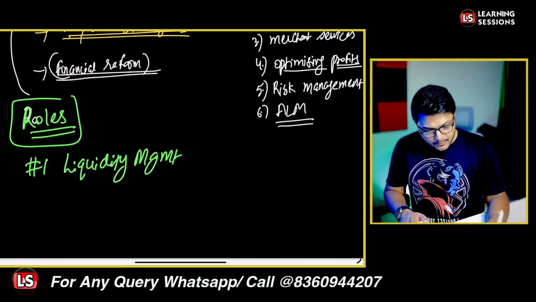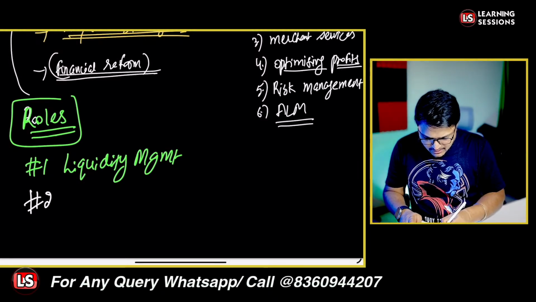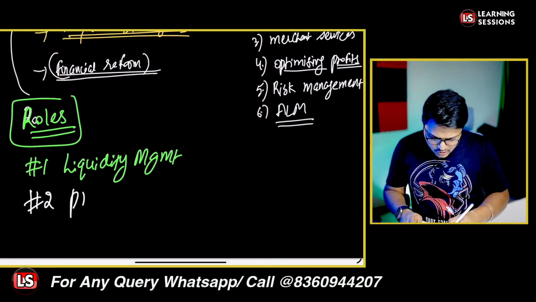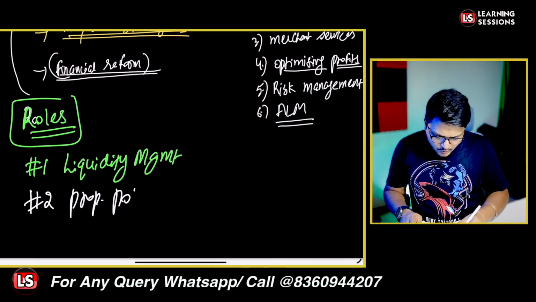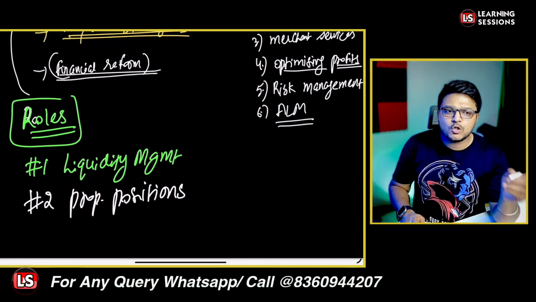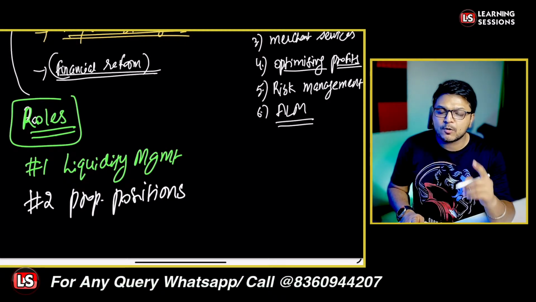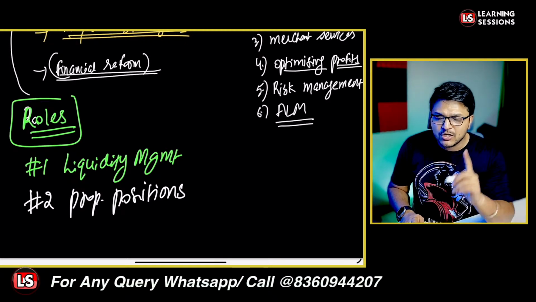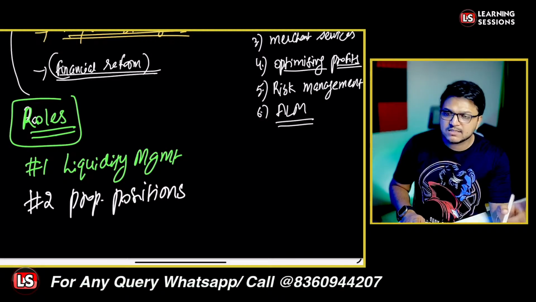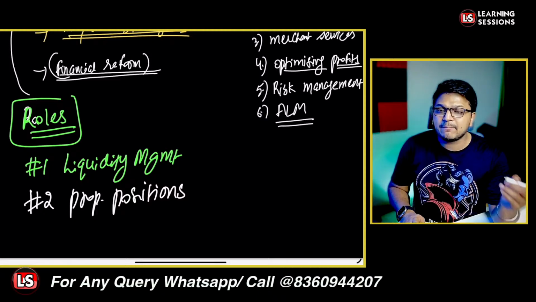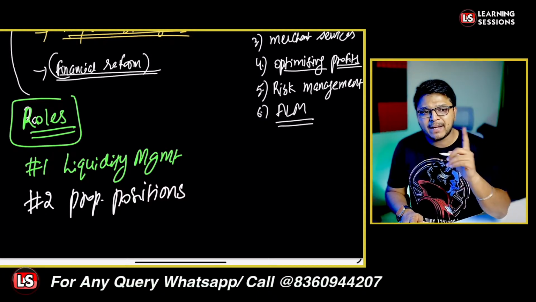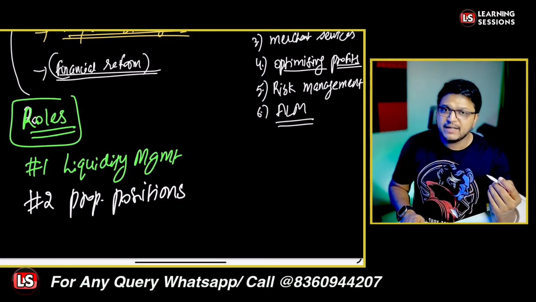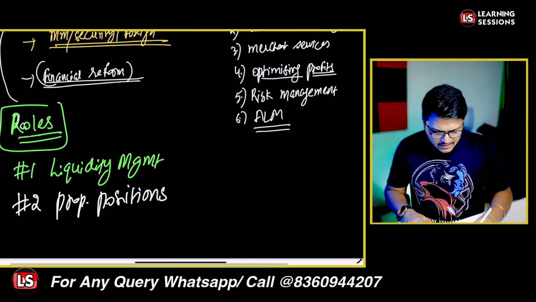The second main component is related to the proprietary positions. Now, what do you mean by proprietary positions? Let's say I want to invest the money on my own, that is said to be a proprietary position. Let's say the treasury wants to invest the money into different currencies, different securities, other financial instruments like derivatives, which is going to contribute to the bank's own profit, right? That is a proprietary position. That's the second important role.